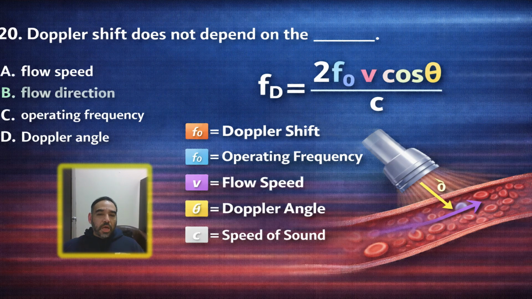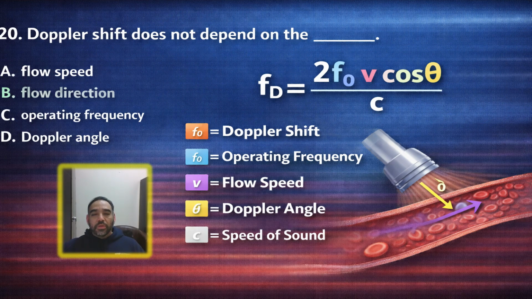So the Doppler shift depends on, if you look at the formula, F sub D equals 2 times F sub naught times V times cosine theta, all divided by C. And again, as a reminder, F sub D is the Doppler shift, F sub naught is the operating frequency, V is the velocity or the flow speed, theta is the Doppler angle, and C is the speed of sound. But notice what is not in the equation.